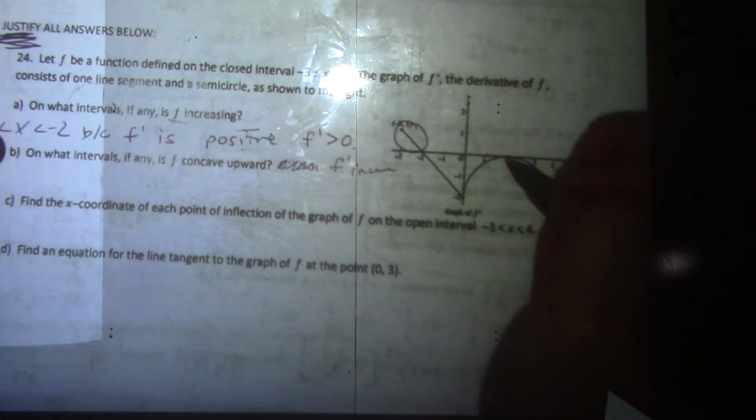Concave up, so we know that concave up means f double prime is positive, but I don't have a graph of f double prime, I have a graph of f prime, so ignore that reasoning. Let's think about what f prime is doing. Concave up means f prime must be increasing, so it is only concave up from 0 to 2, because f prime is increasing.